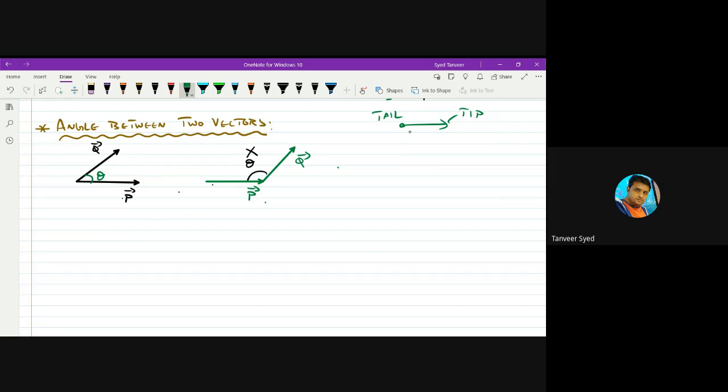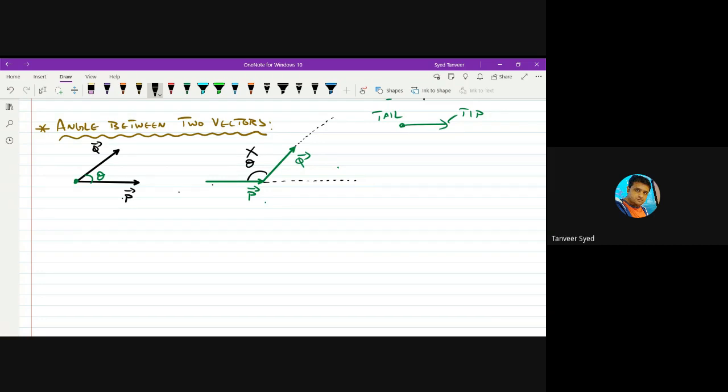In the first example, they were connected tail to tail, so there was no problem. But here the two vectors are not connected tail to tail. Tip of P is touching tail of Q. In this way, you cannot determine the direction or angle between the two vectors. Why? Because P vector has direction. It's pointing in some way, it has a sense of direction. And that direction is this. P vector is pointing in this direction. And Q vector is pointing in this direction.